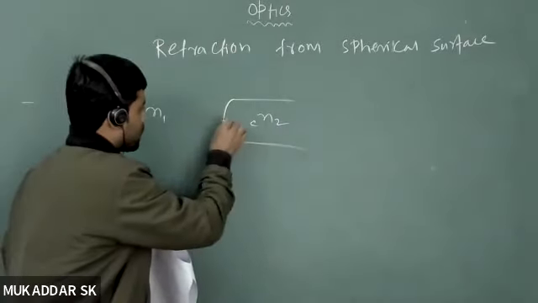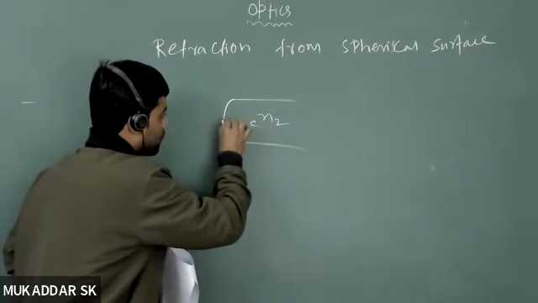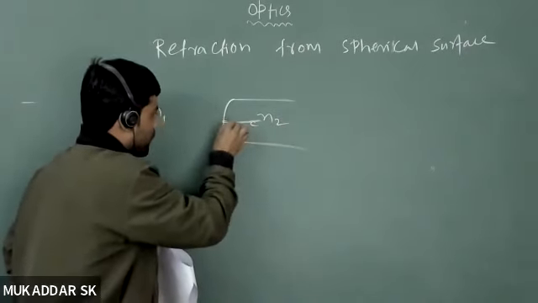Now let us define a principal axis. So principal axis, how will we define it? I have to join the center of curvature and the pole, and I can extend this line.